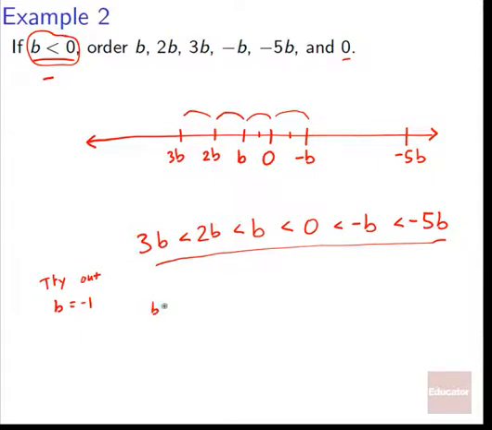If that's the case, then b equals -1, 2b would equal -2, 3b would equal -3, -b would equal -(-1), so +1, -5b would equal -5 times -1, so +5. So we get that same ordering going on. Exact same thing is going to happen if we try out a hypothetical number, but I really like the idea of being able to see this visually, so that works out really well for this sort of thing. We can get a good understanding of what's going on.